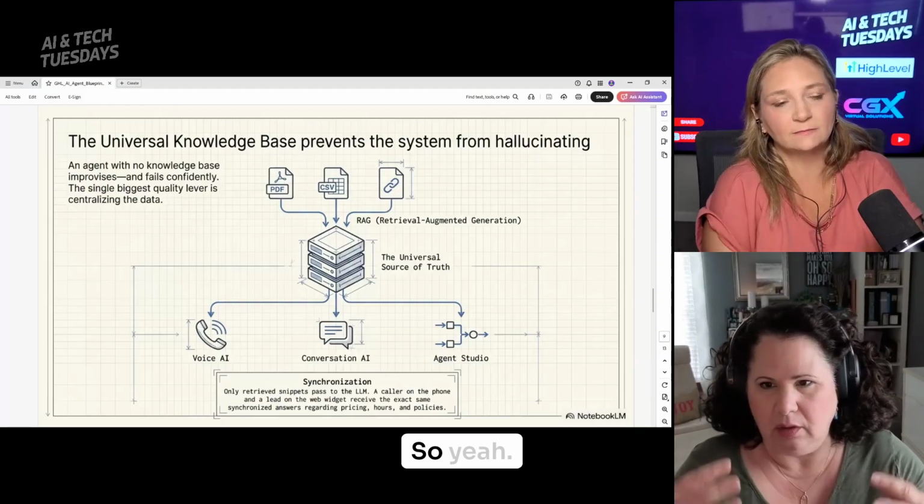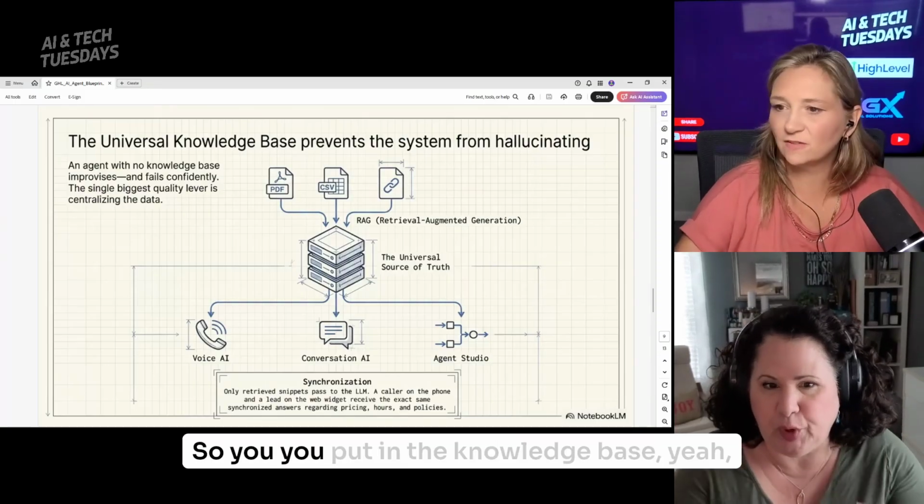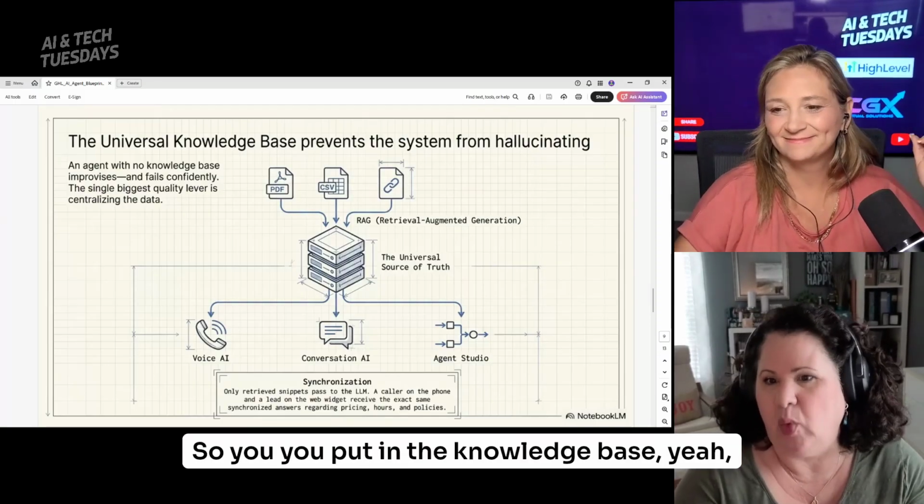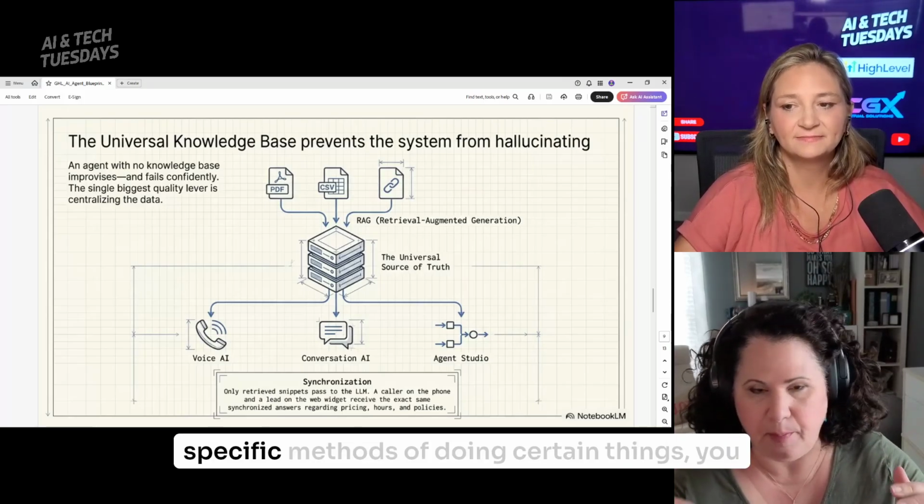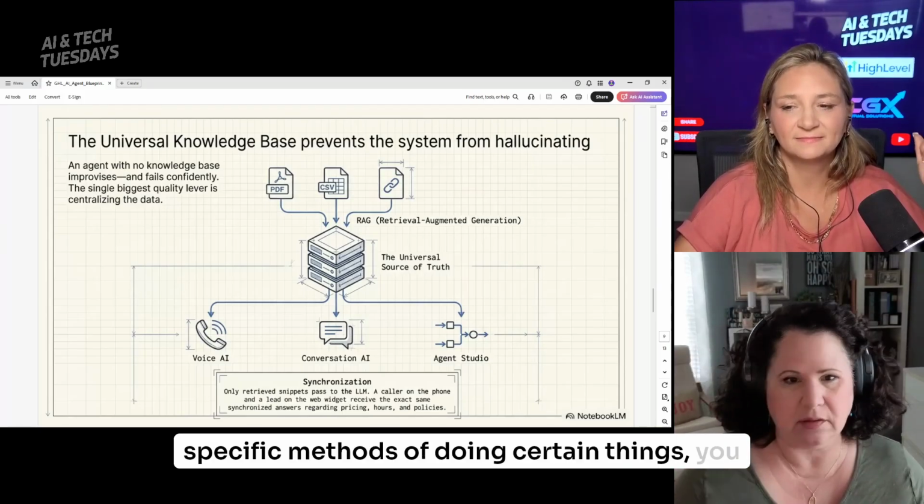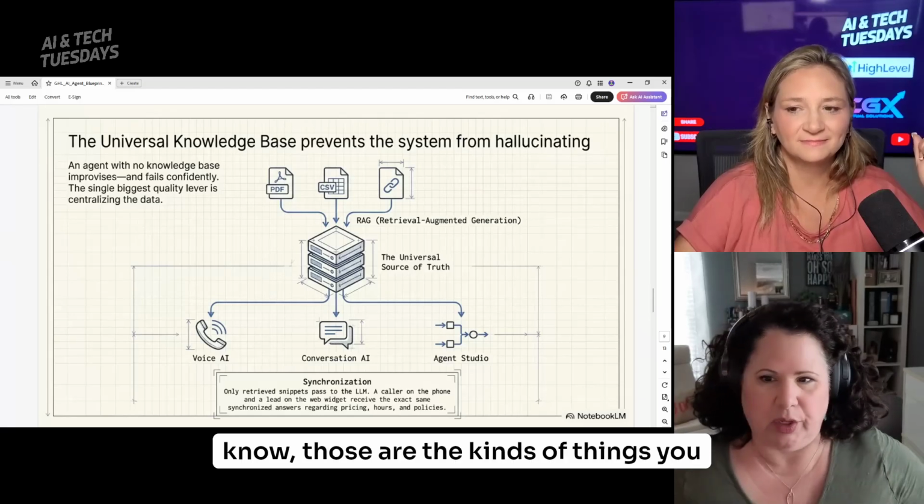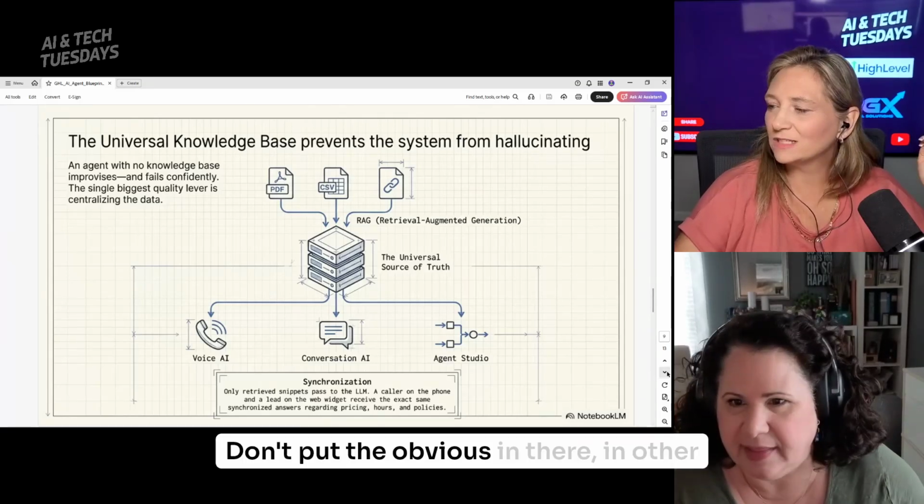That's a good point. So I'm going to share that tip with my team. Put in the knowledge base what's unique to your business. If you have specific methods of doing certain things, those are the kinds of things you include. Don't put the obvious in there, in other words.